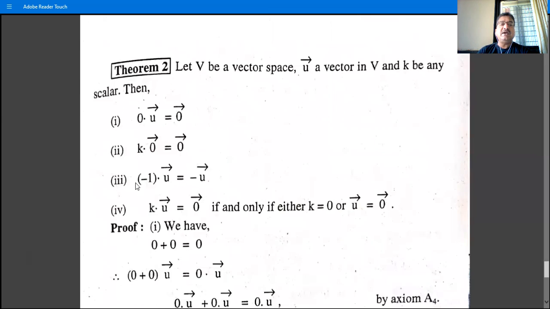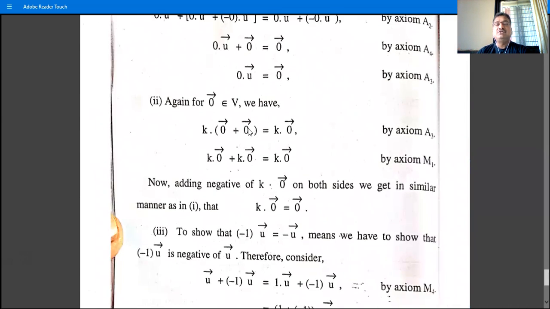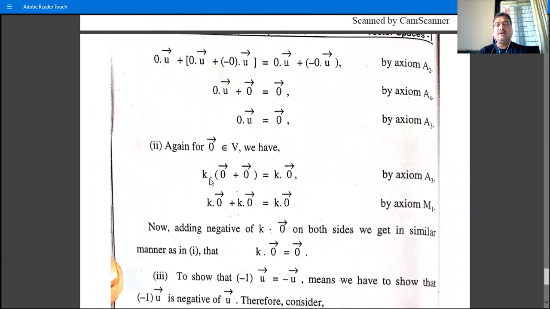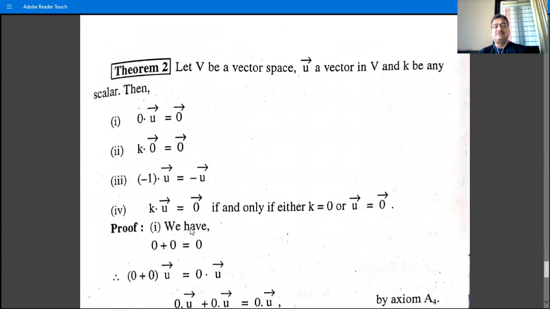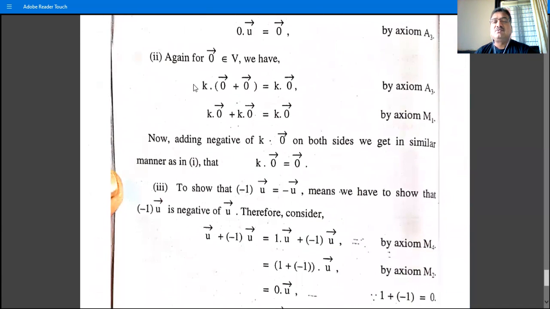Similar proof for this: k into 0 bar is equal to 0 bar, where k is a scalar. So we have 0 bar plus 0 bar is equal to 0 bar. Then multiply by k on both sides. k (0 bar plus 0 bar) is equal to k 0 bar, since 0 bar plus 0 bar is 0 bar. Then on k (0 bar plus 0 bar), apply the property M1, that is k (u bar plus v bar) is k u bar plus k v bar. So k 0 bar plus k 0 bar is equal to k 0 bar.